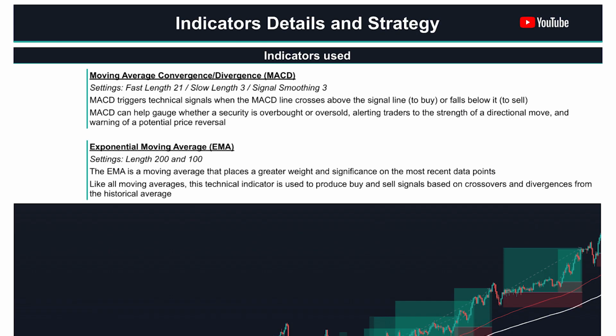So the moving average convergence divergence, also known as MACD, is a trend following momentum indicator that follows the relationship between two exponential moving averages of a security's price. The MACD line is calculated usually by subtracting the 26 EMA from the 12-period EMA, and the result of that calculation is the MACD line. The 9-day EMA of the MACD line is called the signal line, which is then plotted on top of the MACD line, which can function as a trigger for buy or sell signals.